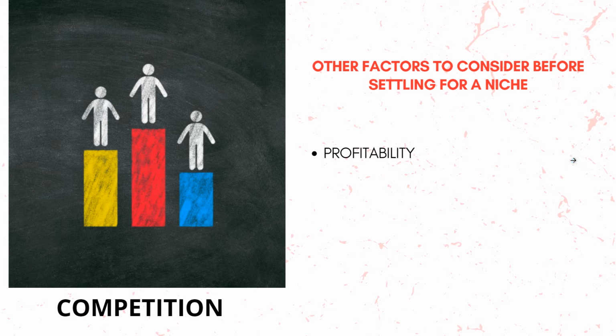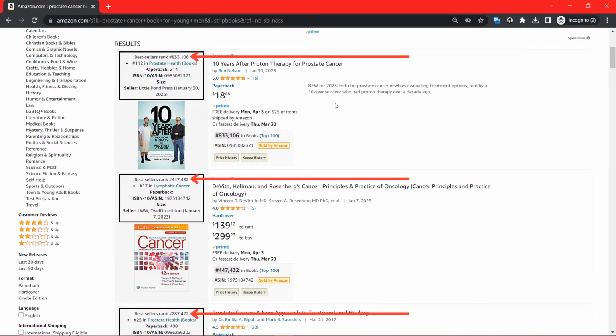Other factors to consider before settling for a niche is profitability. Is the niche profitable? Now I'm going to be showing you if this niche we are talking about is profitable. Now as you can see, for the first few books in this niche, that's for the first keyword, "prostate cancer book for young men", that's the niche that I said was less competitive. Now that niche, I'm not settling with it yet until I've done some other research.